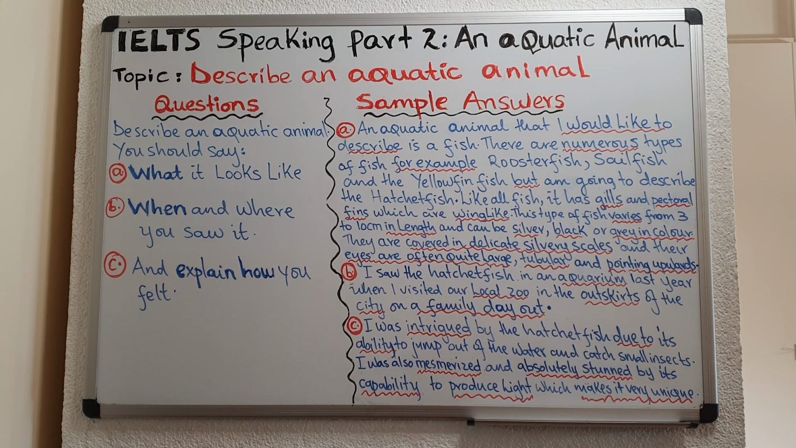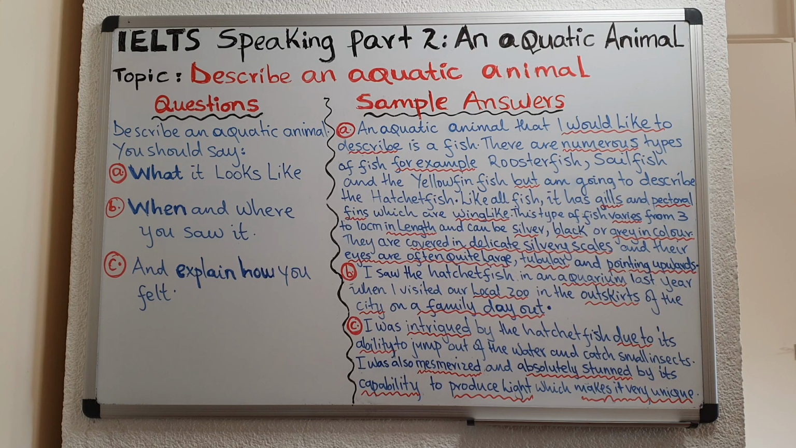So in this lesson, we're talking about an aquatic animal. What is an aquatic animal? An aquatic animal is an animal that lives in water for the most part of its life. So the question is, describe an aquatic animal. You should say: A, what it looks like, B, when and where you saw it, C, explain how you felt.